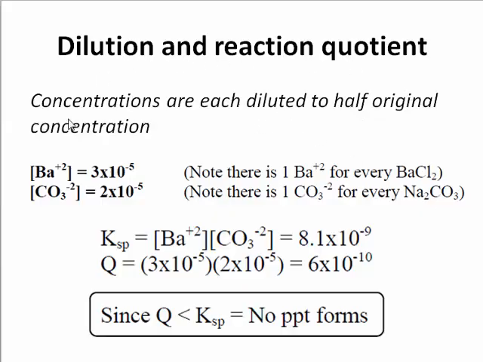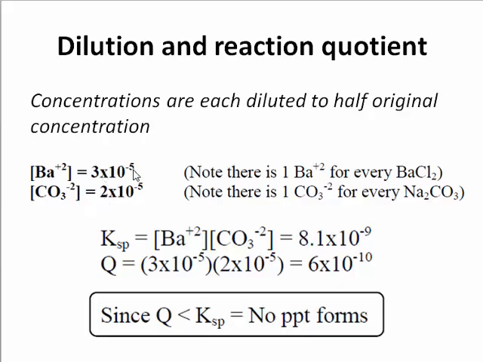Alright, because the volume is doubled, concentrations are each diluted to half the original concentration. So the barium concentration is 3 times 10 to the negative 5, and the carbonate concentration is 2 times 10 to the negative 5. Note that there's 1 barium for every barium chloride and 1 carbonate for every sodium carbonate. So the concentrations of these ions are the same as the concentration of the ionic compound.